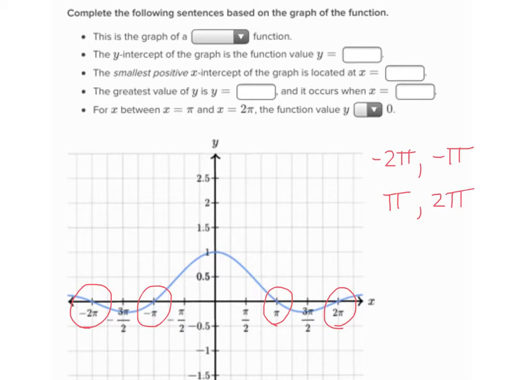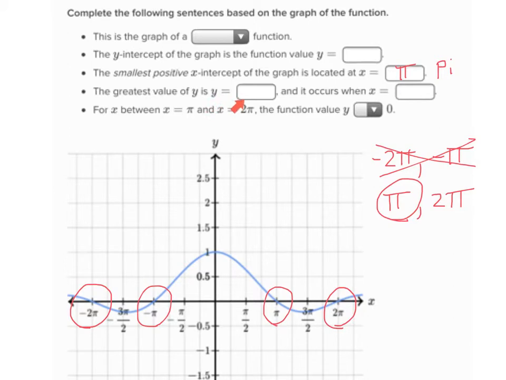Now, here, these are all my x-intercepts. Remember, an x-intercept is where it crosses the x-axis. The smallest positive x-intercept. Well, these are both negative, so they don't count, do they? Which one of those is the smaller of the two? Pi. So right here in the box, you would put the word pi, and that'll give you the symbol pi in Khan Academy.